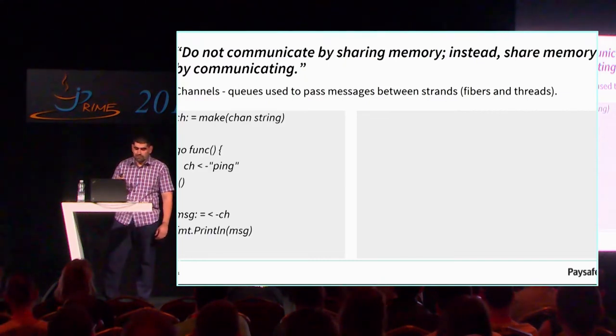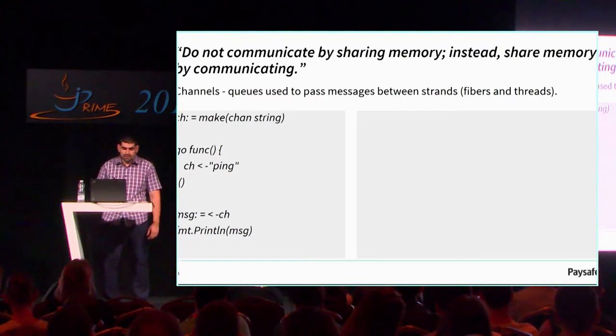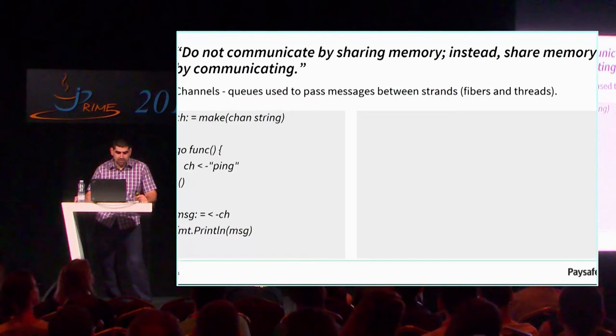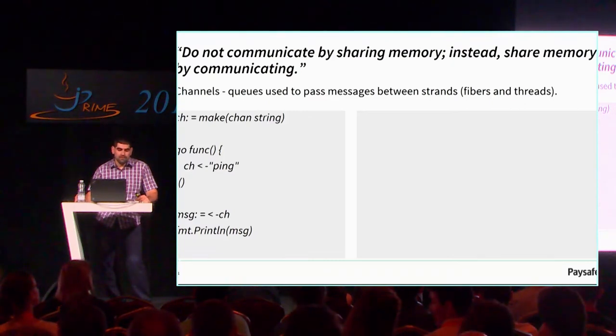So a little bit of Go language here, just a few lines. What we're doing here, we create a channel, then we create a goroutine. Goroutine is their abstraction for threads. Then we send something through this channel, and here we receive the message from the channel and we print it.